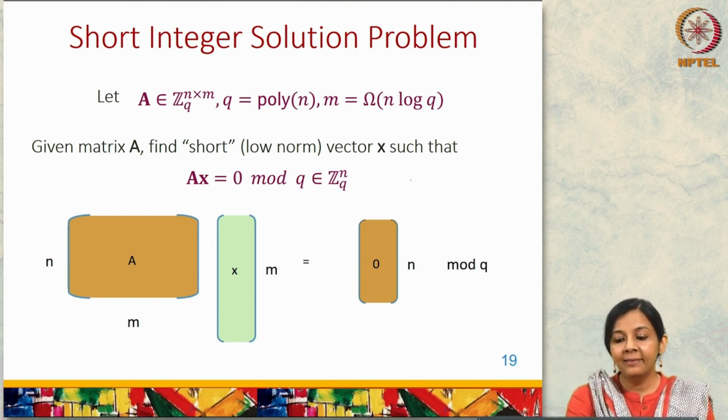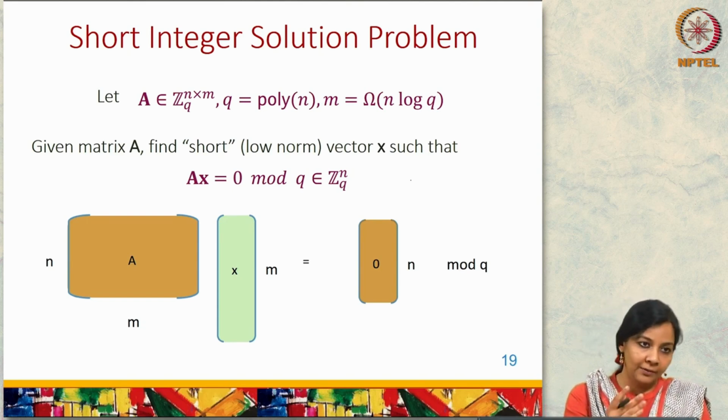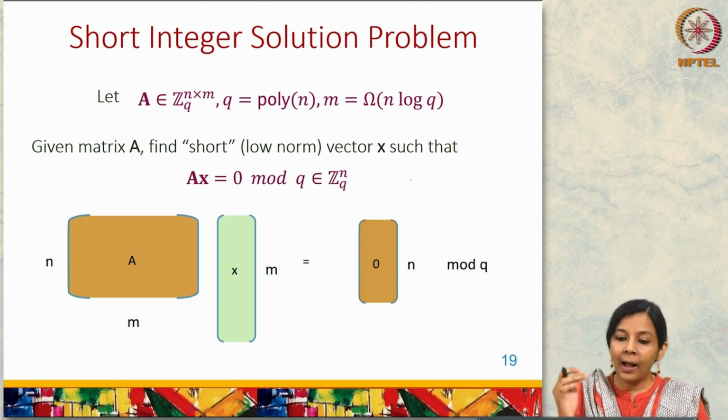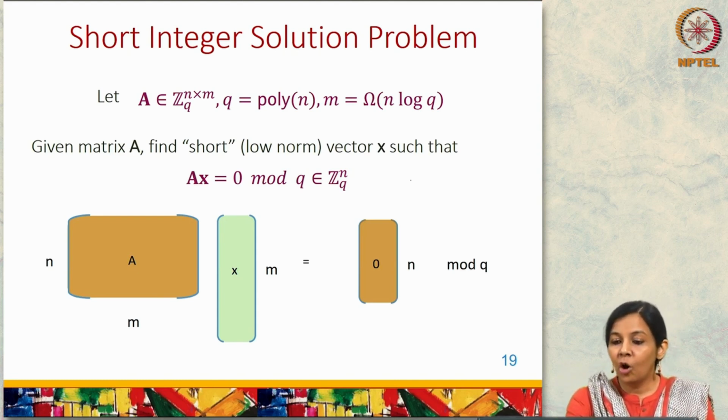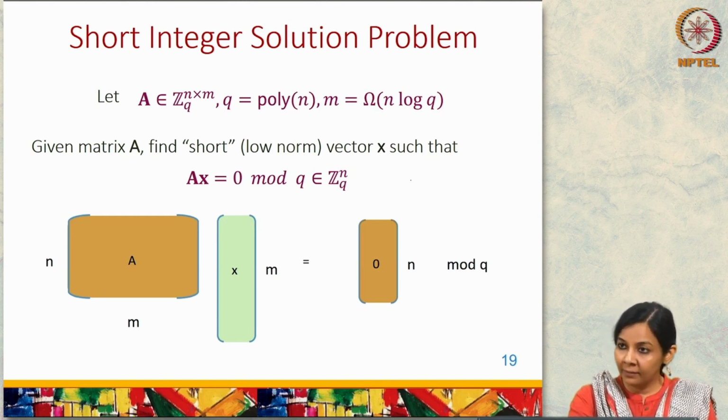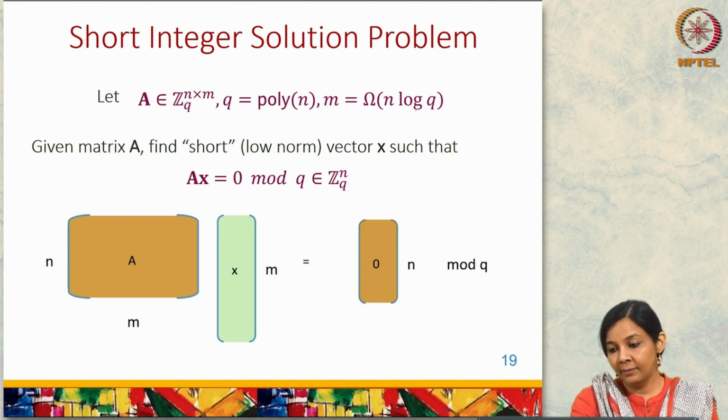So, let's look at the first one-way function that we saw and try to abstract out a problem from that. We will define the short integer solution problem. This was at the heart of the first one-way function we saw. Here we are given this random matrix A from Z_q^(n by m), where q is some polynomial in n, and m is greater than n log q. We saw these conditions earlier.